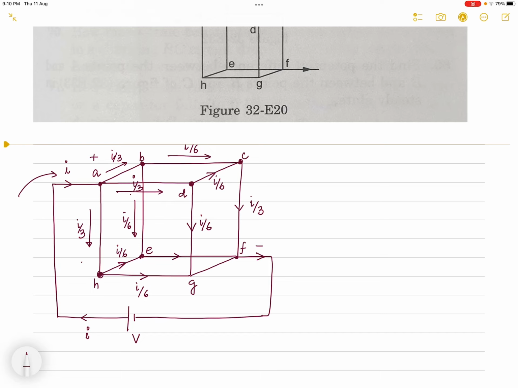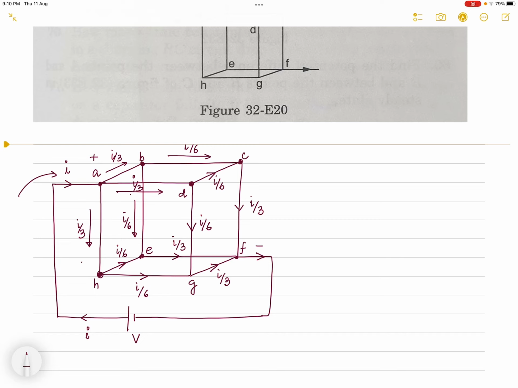Similarly, the current moving from D to G, I by 6, and from H to G, I by 6, both of them add up to give you a total current of I by 3 moving from G to F. And the same thing happens at the junction E. At the junction E, I by 6 comes from the junction B and I by 6 current comes from junction H. Both of them will add up to give you a current I by 3 from E to F.